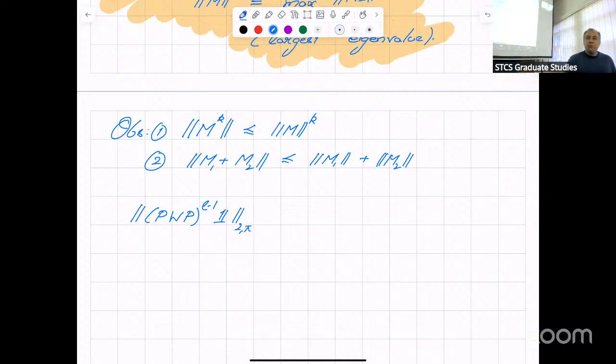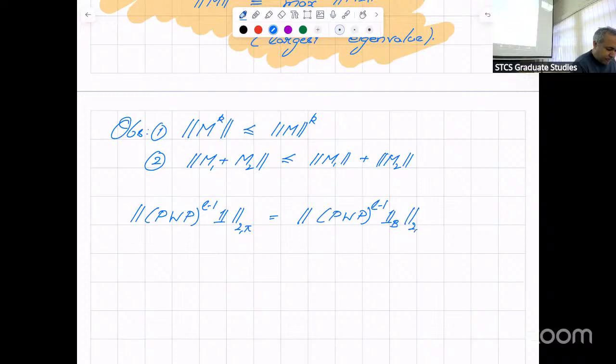This is a vector we wanted to bound. So we're going to say it's the norm of this matrix times the norm of this quantity. Once again, this quantity you can actually make it 1_B because you're at least applying P. So let's just make it 1_B, because whether you put 1 or 1_B there, it doesn't change.